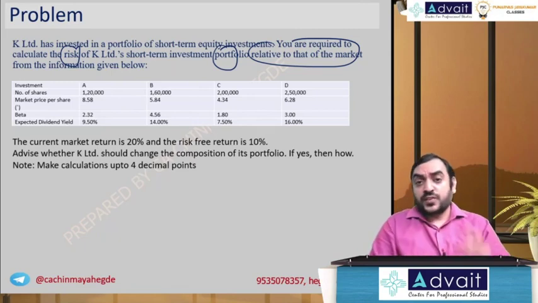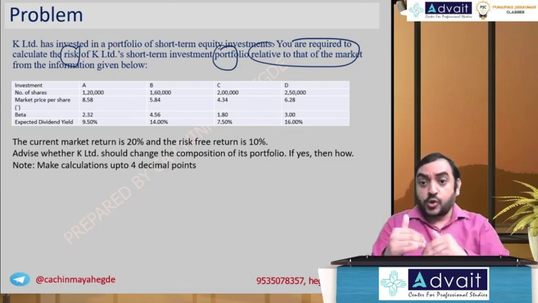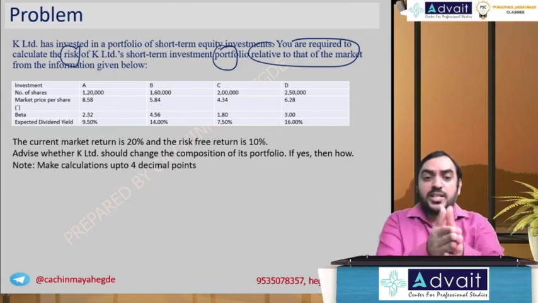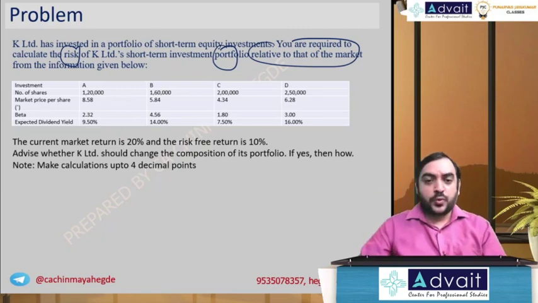So what should be our process? Number of shares into market price, we get the value of investment. Then you do the total. The value of investment divided by total investment gives you the weights. Multiplied by beta, we get the weighted average. So let's do that process first now.